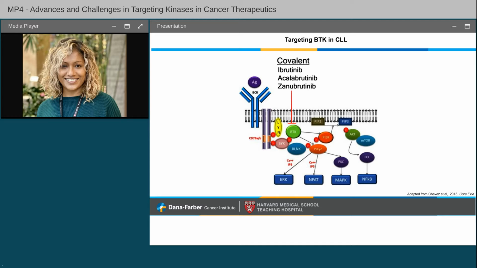And while the efficacy of this drug is very good, long-term treatment can be associated with toxicities, and in some cases, these toxicities can be quite severe. We also have the next generation inhibitors in this same class, acalabrutinib and zanubrutinib.